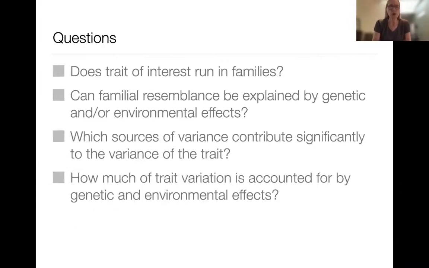So what are we going to address? The question is, does a trait of interest run in families? And if so, can this familial resemblance be explained by genetic or by environmental effects, or both? Which sources of variance contribute significantly to the variance of the trait, and how much of that trait variation is accounted for by either genetic or environmental factors?